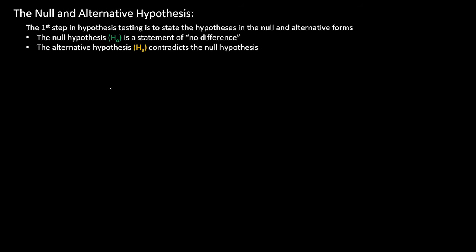Hello, and welcome to the first video in our statistical power series. In this first session, I'll try to provide a quick and intuitive explanation of the null and the alternative hypotheses that are often used in hypothesis testing. The first step in hypothesis testing is to state the hypotheses in their null and alternative forms. The null hypothesis, denoted as H sub 0, is essentially a statement of no difference.